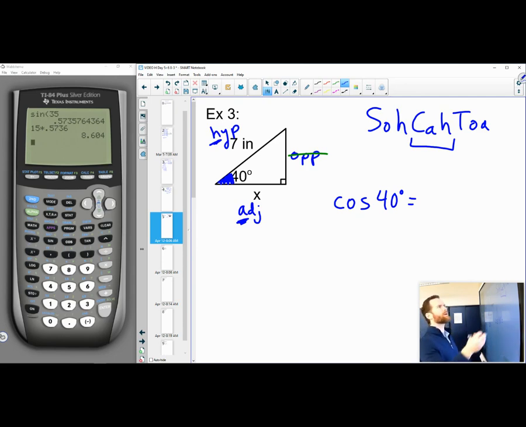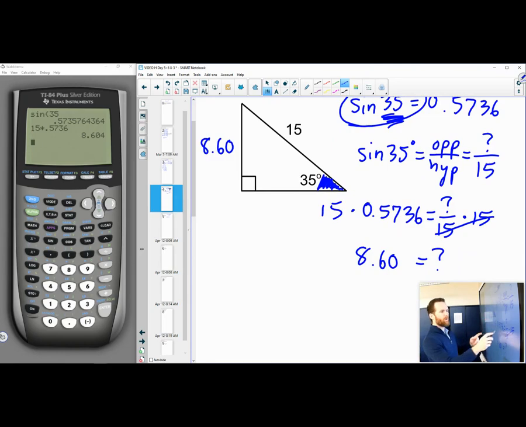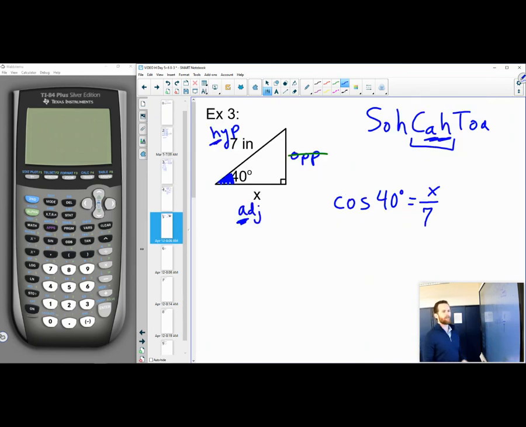Okay, what was next? So cosine of 40. Well, we know that's adjacent over hypotenuse, and adjacent is x, over the hypotenuse, which is 7. Now, I'm not going to plug this into the calculator and get a decimal just yet, because I don't want to, like in number 2, where we essentially rounded twice. We rounded there to get our decimal, and then we rounded there to get our answer for the missing side. I only want to round once from now on. I want to round at the very end. So I'm not going to type cosine of 40 into the calculator yet.